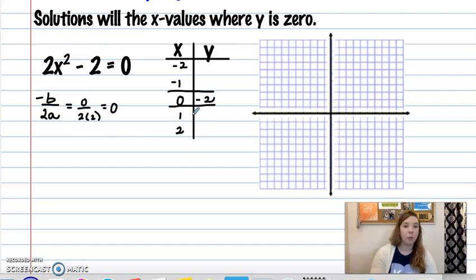If I plug in 1, 2 times 1 squared is 2. 2 minus 2 is 0. And then if I plug in 2, 2 times 2 squared should give me 8 minus 2 is 6. And I plugged those in kind of fast, but you should be able to just type them in your calculator if you want as well. So then I'm going to graph my quadratic here. So it should look something like this.